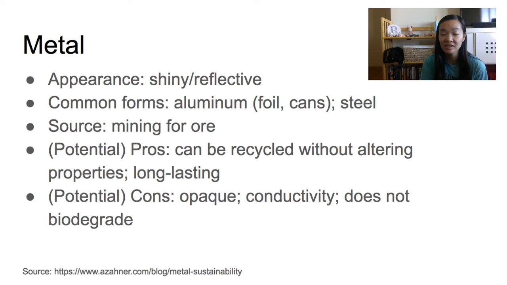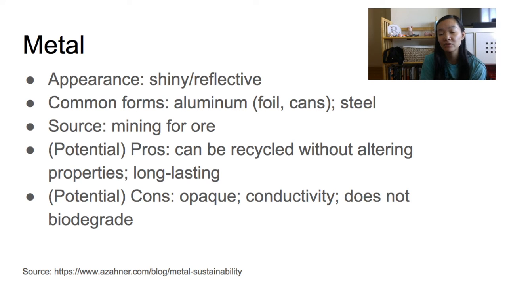Potential cons for metal: it's opaque, meaning you can't see through it. That could be an issue if you wanted something you could see through, like a measuring cup or something like that, but it could be a potential con.